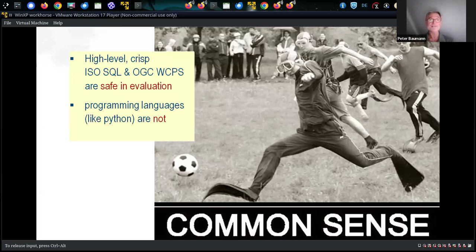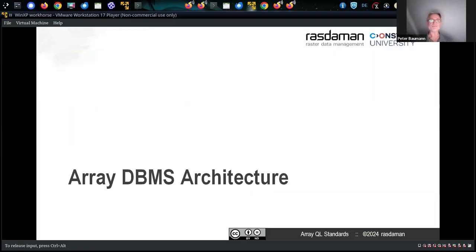Would you sleep well? I mean, I can write a denial of service attack in Python in two lines of code. So for good reason, SQL has been designed in a way that it's called safe in evaluation, so that a certain class of attacks you simply cannot formulate. And the OGC WCPS, I will come to that later on, it's another data cube language, is likewise safe in evaluation, which programming languages are not, let alone the hassle of writing big code. Okay, so much about my rant and rave against Python.